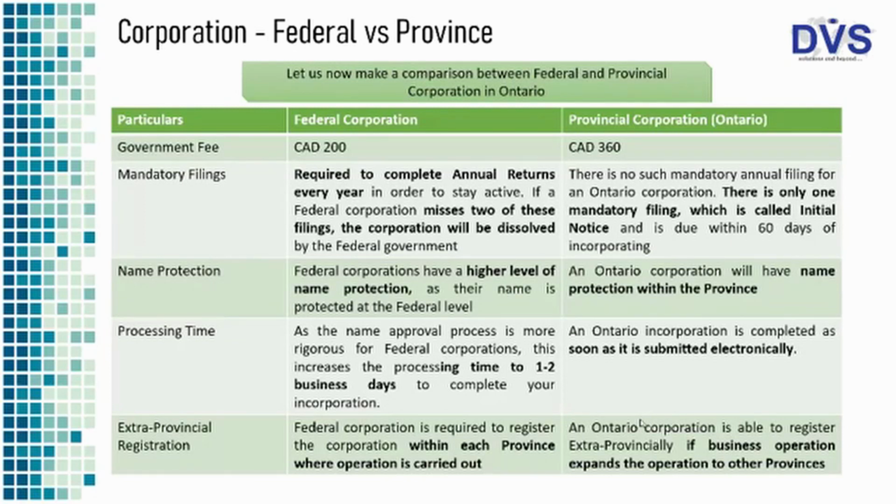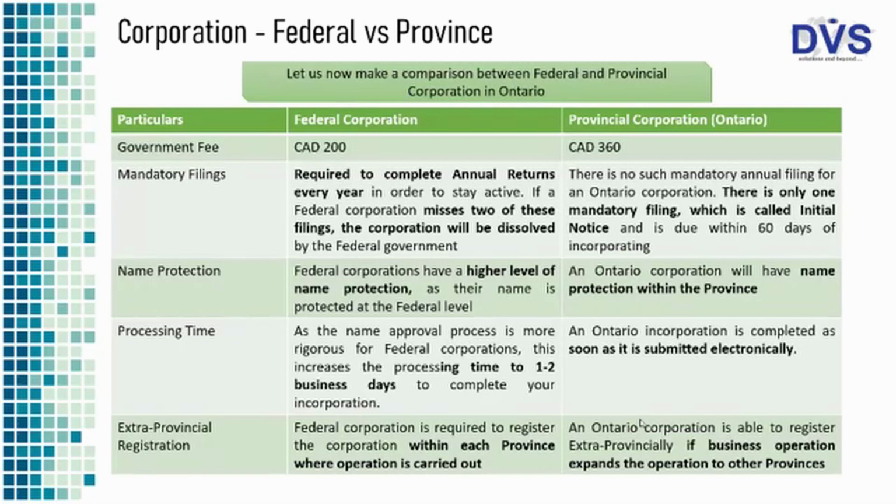For name protection, federal corporations have a higher level of name protection as their name is protected at a federal level. So with that single name, they could do business in all the provinces. However, an Ontario corporation will have name protection only within the province. So for a company which is incorporated in Ontario under a particular name, any other company which forms in any of the other provinces can use the same name and start up as well. But in the case of federal, it's not possible because the name is protected at a federal level.